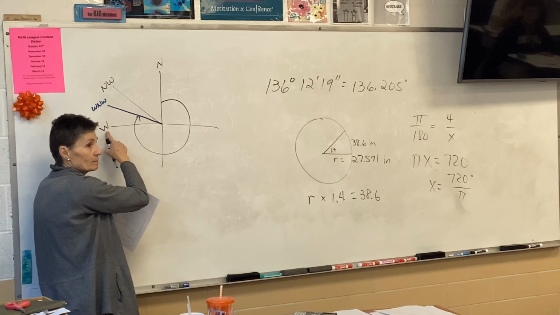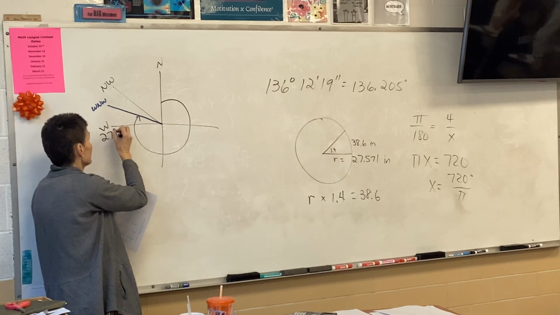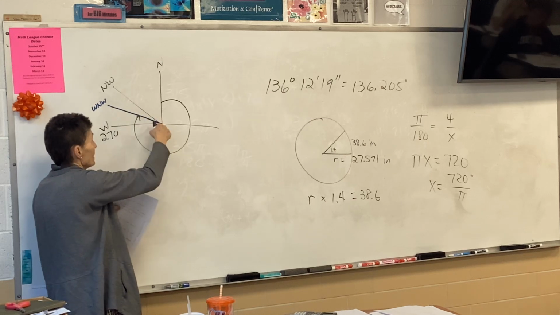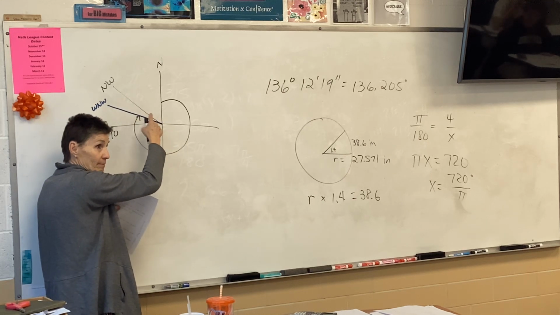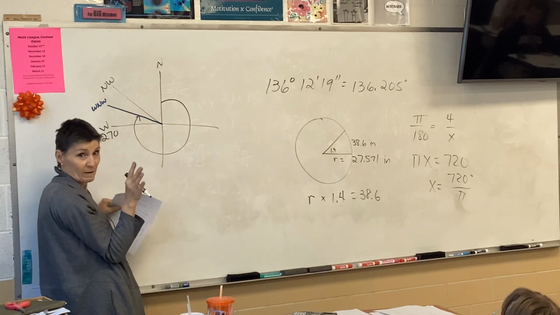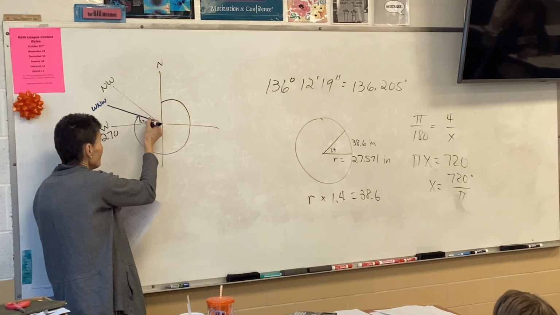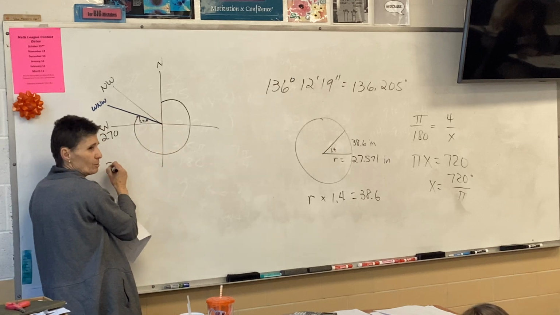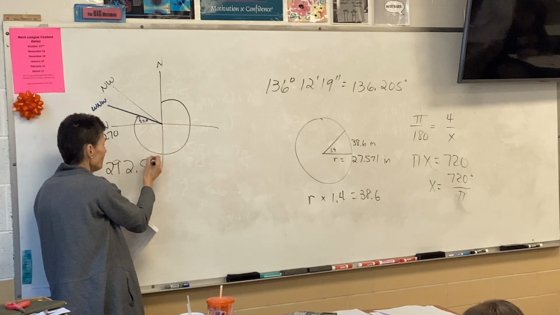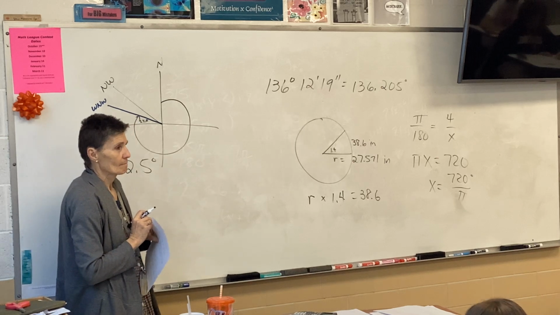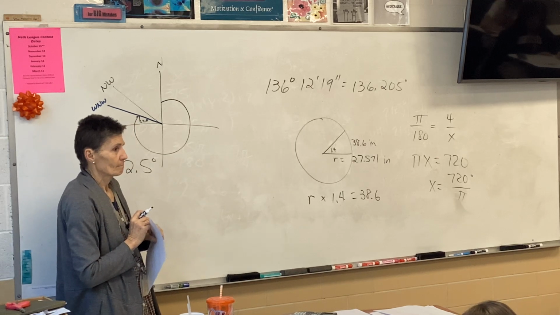What's this one? 270. 225. And then this is the 45-degree split, but I don't want the whole 45 degrees. I only want half of it. So 22 and a half. So 292.5. Is that okay with everybody?